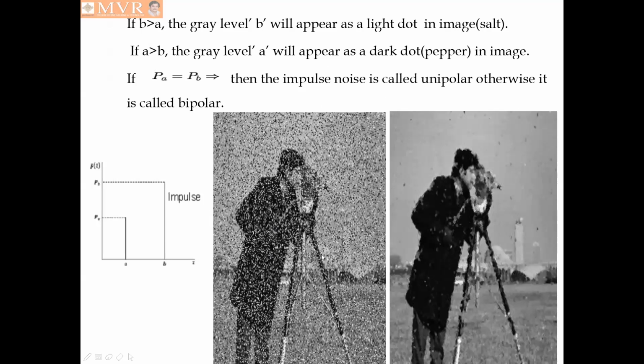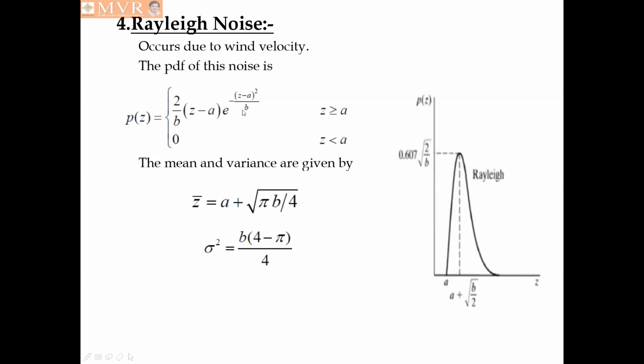So this is the first image with the impulsive noise, and the second image after removing the impulsive noise. The second noise is called Rayleigh noise, which occurs due to wind velocity. Whenever we capture images when there are very strong winds, the noise that occurs is Rayleigh noise. This is its definition: P(z) equals 2 over b times (z minus a) times e to the power minus (z minus a) squared over b, with mean z bar and variance sigma squared given, and this is the probability density function curve of the Rayleigh noise.